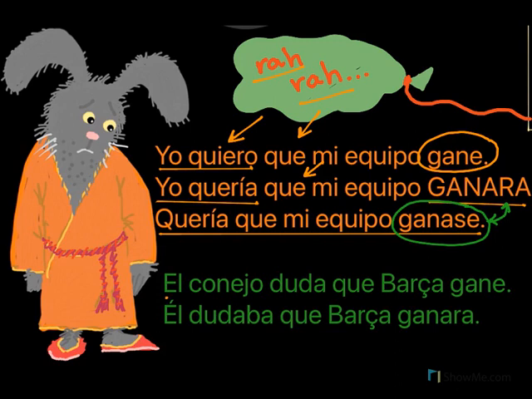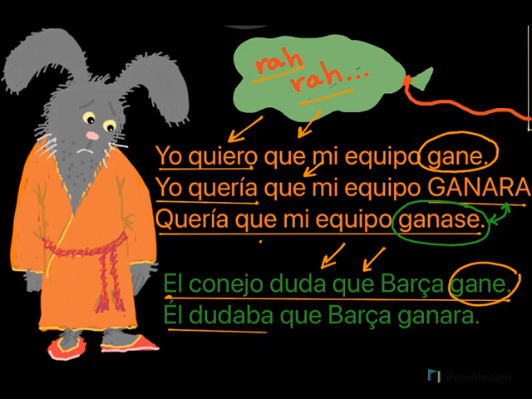So the next one is el conejo, which is the rabbit. El conejo duda que Barça gane. The rabbit doubts, and here you have another trigger. The trigger is doubt or denial. If you doubt that something happens or can happen, then it is hypothetical reality. If it's hypothetical reality, it is the subjunctive. But it happens in the present here, and therefore it is the present subjunctive. Él dudaba, he doubted that Barça would win, that Barça wins.